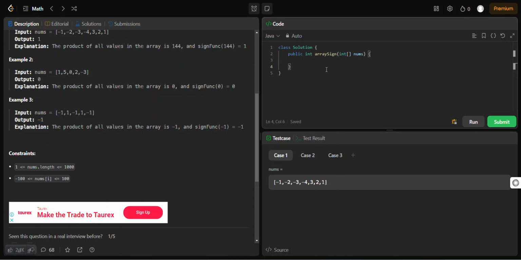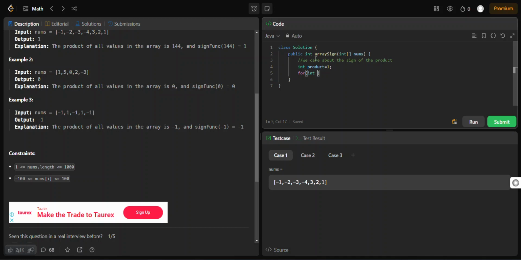So what we are going to do, first of all, we care only about the sign of the product. Okay, so we don't care about the product itself, only its sign. So we're going to declare a variable, we are going to call it product, and it will be 1 because we don't care about the value. We care only about the sign.